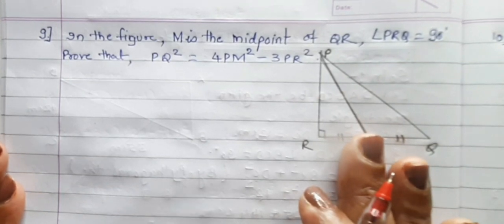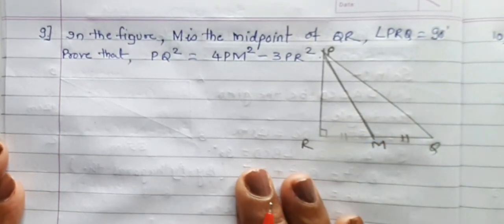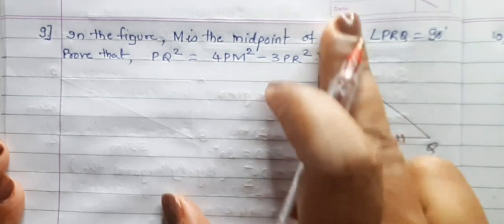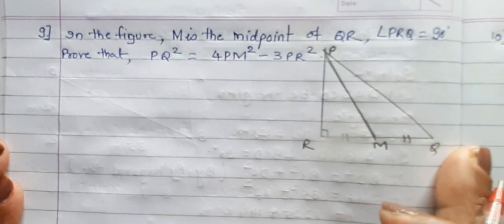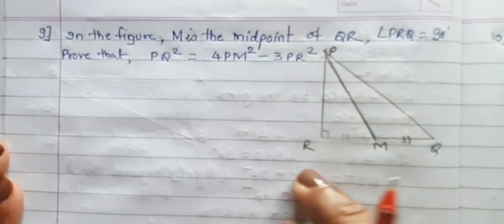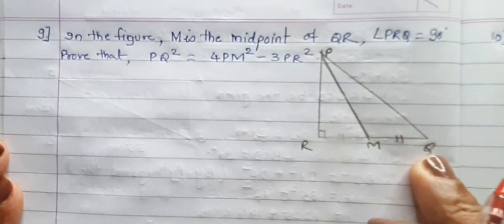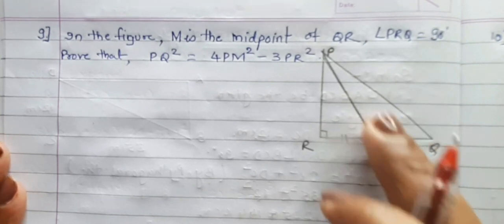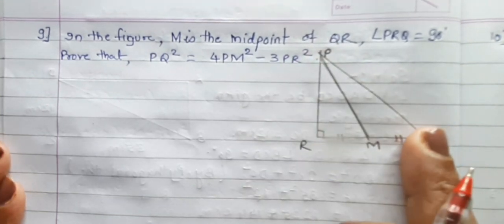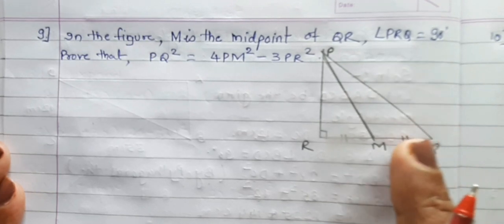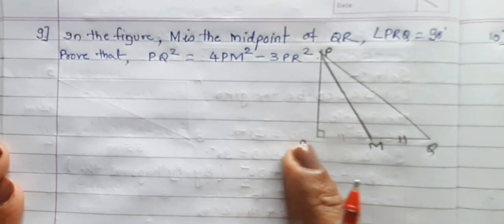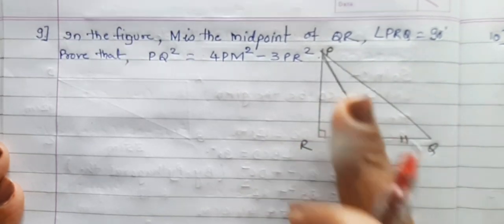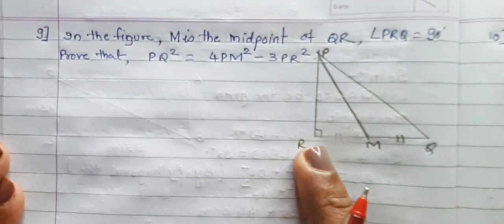Now, ninth problem, very important problem. What is given to us? In the figure, M is the midpoint of RQ. What else is given? Angle PRQ is 90 degrees. What we have to prove? We have to prove that PQ square is equal to 4 times PM square plus 3 times PR square. Right? This we have to prove.